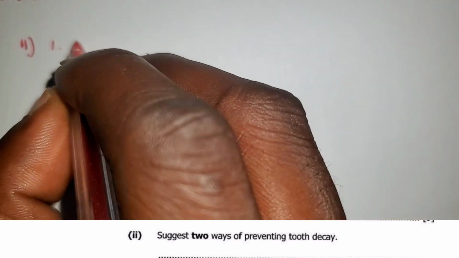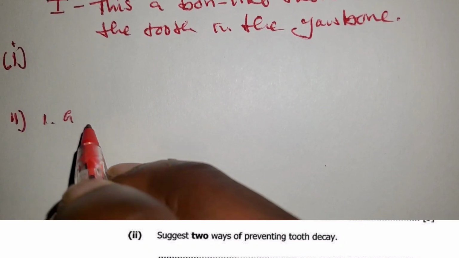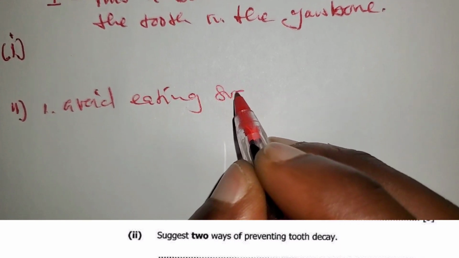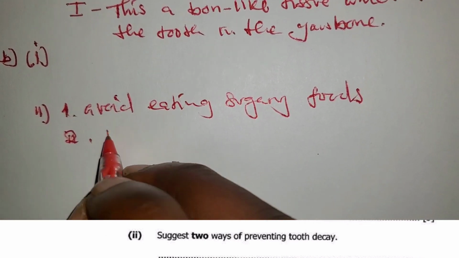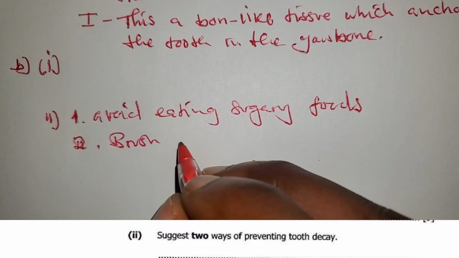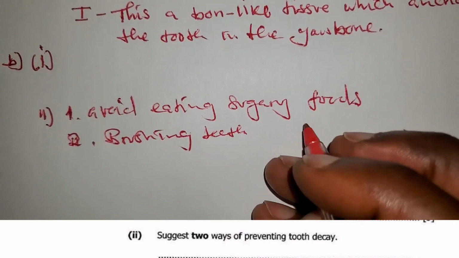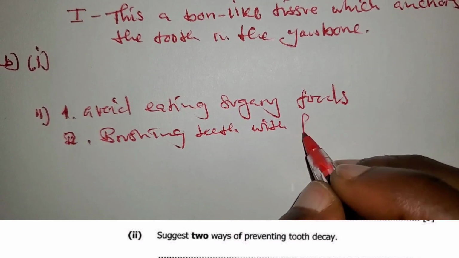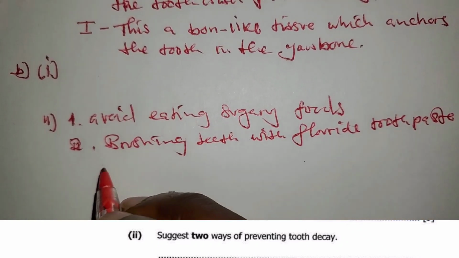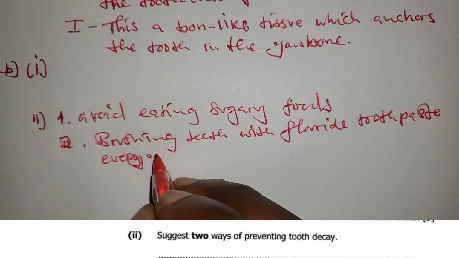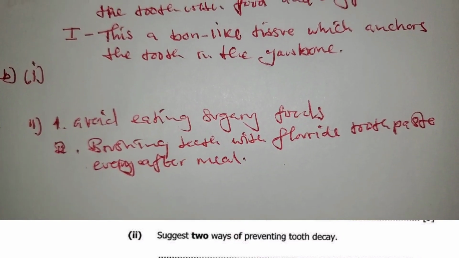Next question, which is 2. Suggest 2 ways of preventing tooth decay. You can say, number 1, avoid eating sugary foods. Number 2, you can say brushing teeth with fluoride toothpaste after every meal.